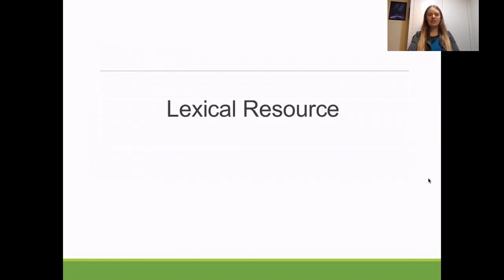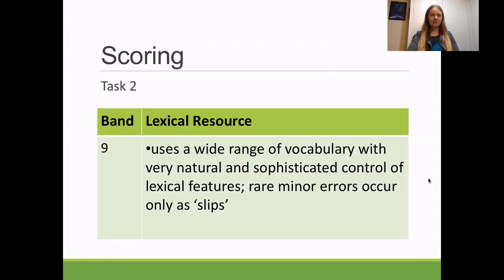Okay, so the next criteria is lexical resource. So for lexical resource, if you got a perfect score of 9, that would mean that you have used a wide range of vocabulary with very natural and sophisticated control of lexical features. Rare minor errors may occur only as slips. So in this case, you're using a wide range of vocabulary and it all feels very natural. And they even said sophisticated. So you're writing in a formal, clear way and you're using words perfectly.